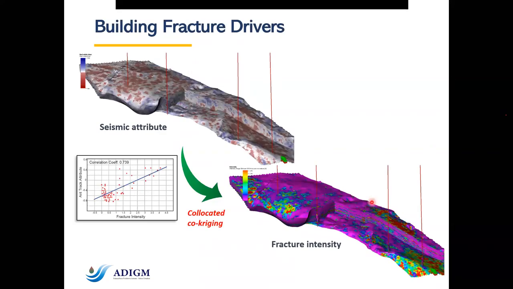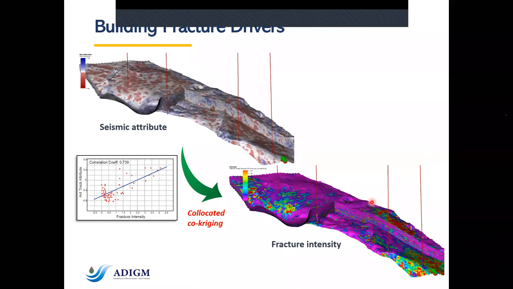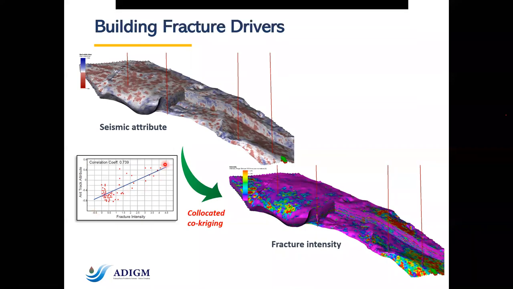So this is just an example, the simplest example that we can get when we try to convert the seismic attributes into fracture drivers. Let's say we have a seismic attribute, let's say this is a variance or curvature, whatever it is. We try to find a correlation between the attributes and the fracture intensity from the well. So it is shown by this cross plot.